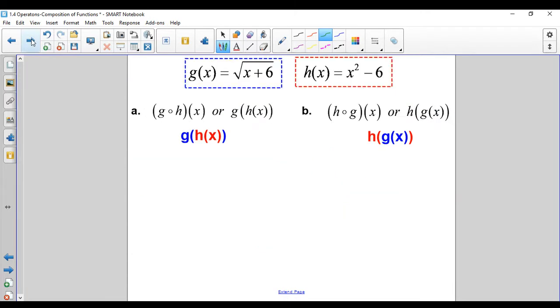Second example here, same thing, two different functions. This looks much worse than it really is. So I called them something different. It's g and h this time. So just look at the notation, see what you got. I'm going to have g of h of x. I'm going to go g of x squared minus 6.